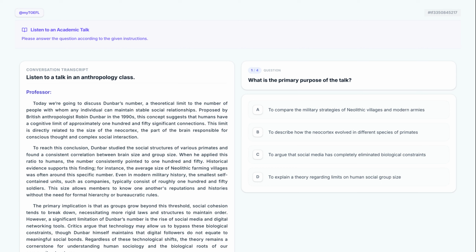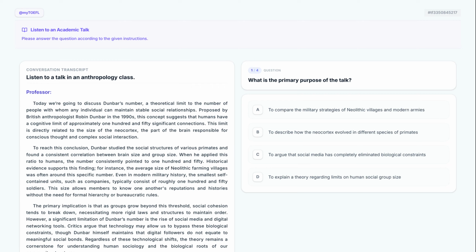Listen to a talk in an anthropology class. Today we're going to discuss Dunbar's number, a theoretical limit to the number of people with whom any individual can maintain stable social relationships. Proposed by British anthropologist Robin Dunbar in the 1990s, this concept suggests that humans have a cognitive limit of approximately 150 significant connections.